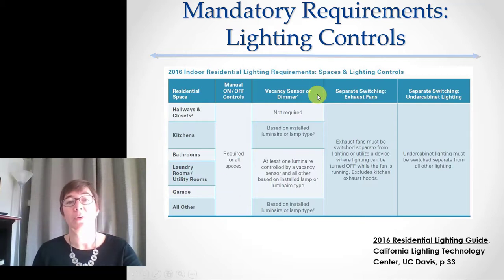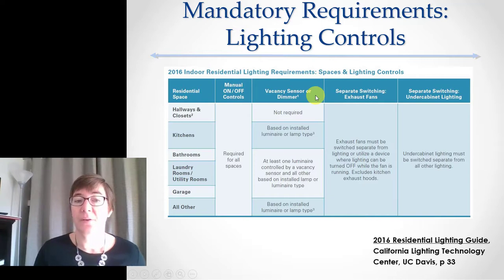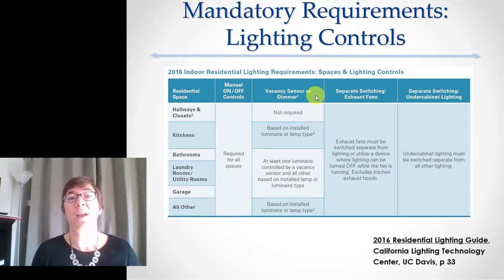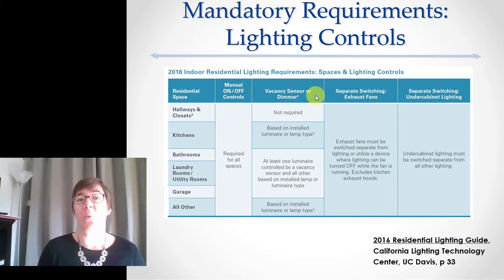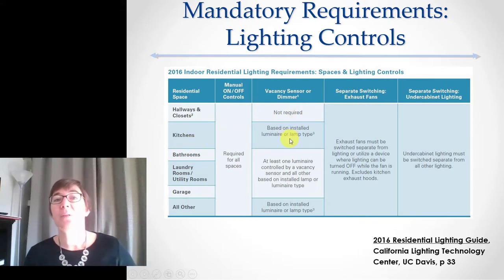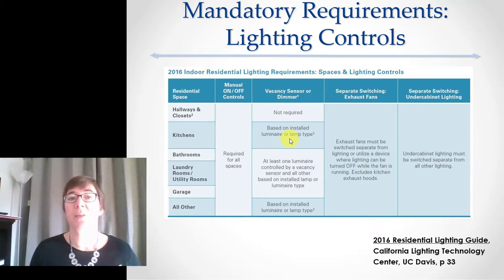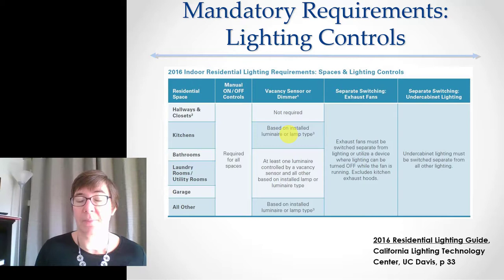Your second category right here is called a vacancy sensor or dimmer. I'm going to go into much more detail in a minute about what exactly a vacancy sensor or dimmer is. For right now, let's just talk about where they're required. Turns out hallways and closets, not required. Kitchens, mostly not. Mostly you're not required to have a vacancy sensor or a dimmer, but there are some specific lamp types that do require it, so you do need to look into more detail on that one.